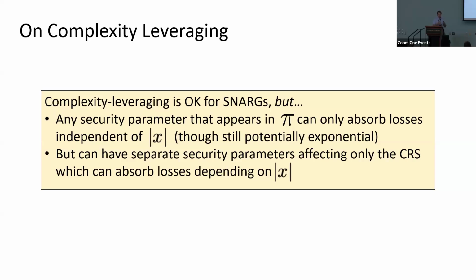But what you can do is you can have two security parameters, let's say, one that affects the CRS size, one that affects the size of the proof. And the security parameter that affects the CRS size can absorb these giant losses that depend on the instance size, as long as the proof one stays independent of the instance size. So that's going to be the overall strategy. This was also the strategy of the previous work by Waters-Wu, and our strategy as well is to just carefully play around with the security parameters of the various schemes and hope that we can get the reduction to work in this way.